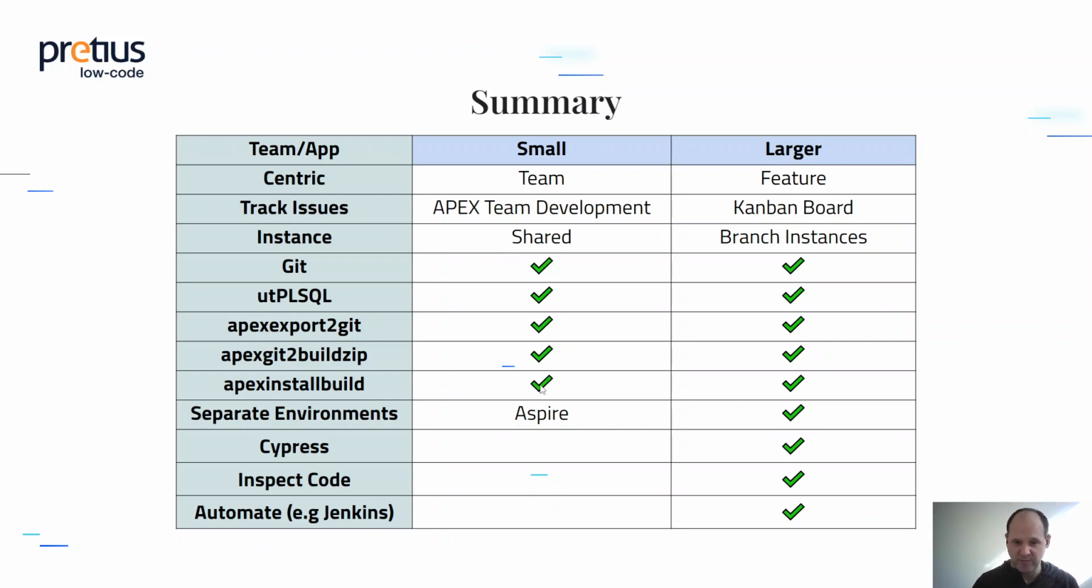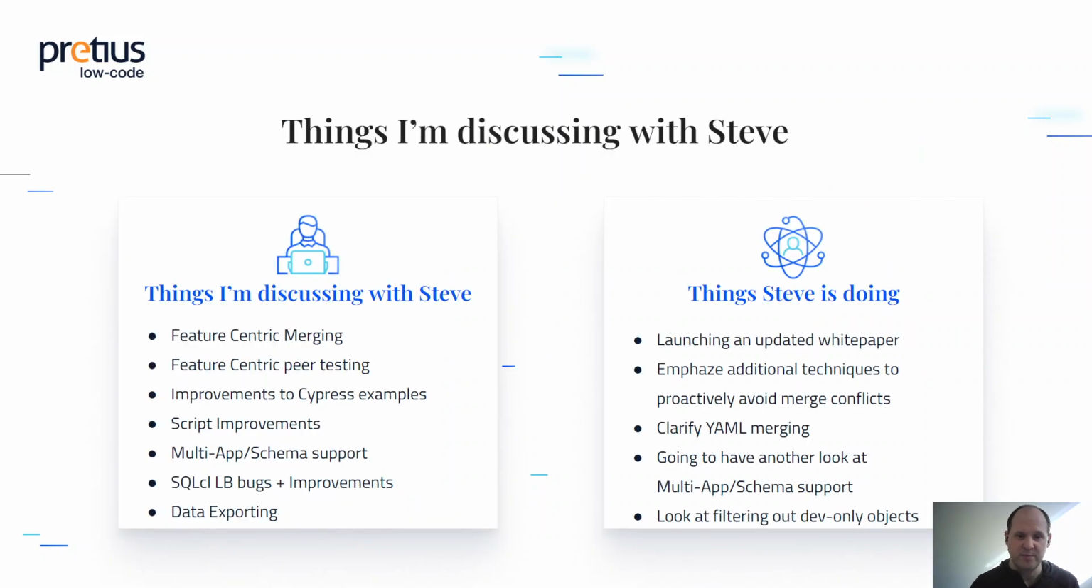And then for the next five: use Git, use utPLSQL for database tests, and use the bat files and script files provided. Use separate environments for larger teams. Definitely aspire to using that for a small team; otherwise, you can use workspaces. And then go large: Cypress for user interface testing. Inspect the code which gets outputted from Apex, and start automating things to make your life easier.